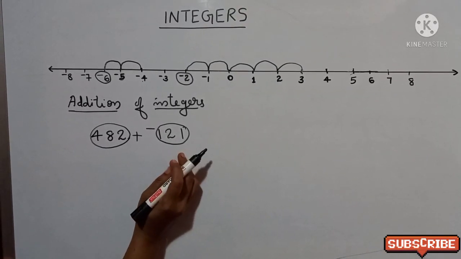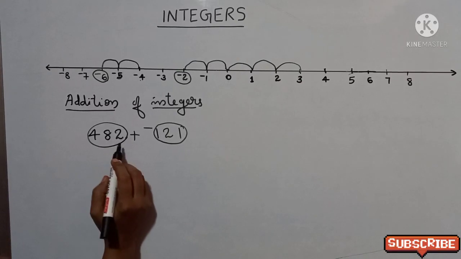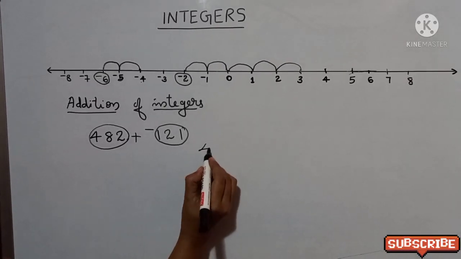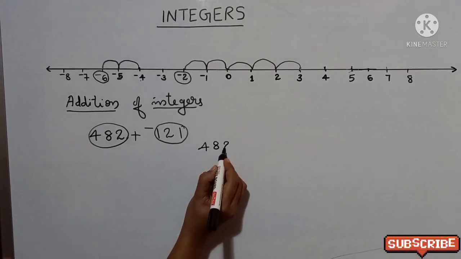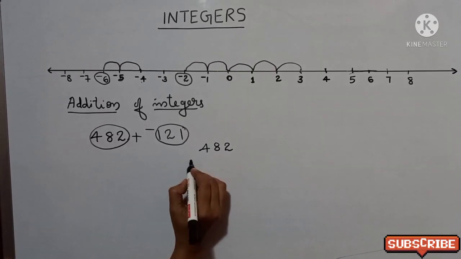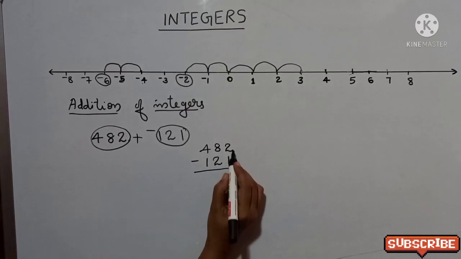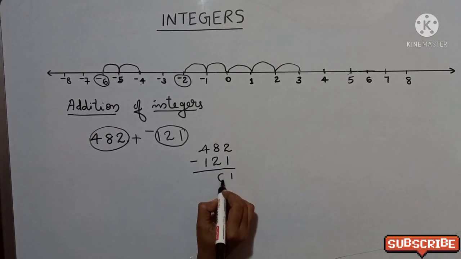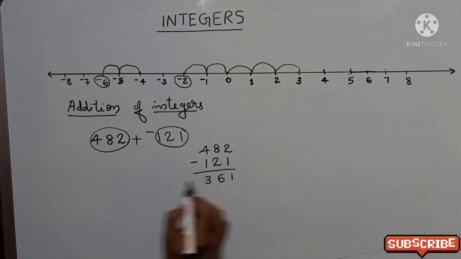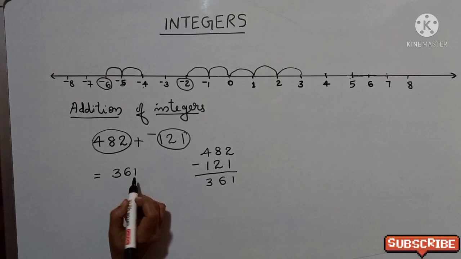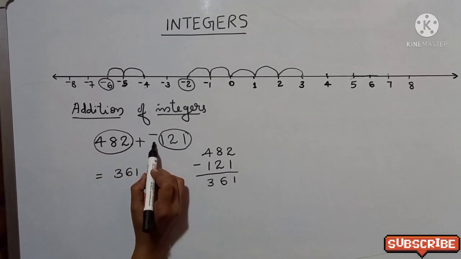We know we have to find the subtraction, we have to find the difference between them. 482 minus, the larger one is 482. We have to subtract the smaller one from here. Then 2 minus 1, 1, 8 minus 2, 6, 4 minus 1, 3. We are getting that 361 here. And now we have to consider that sign.